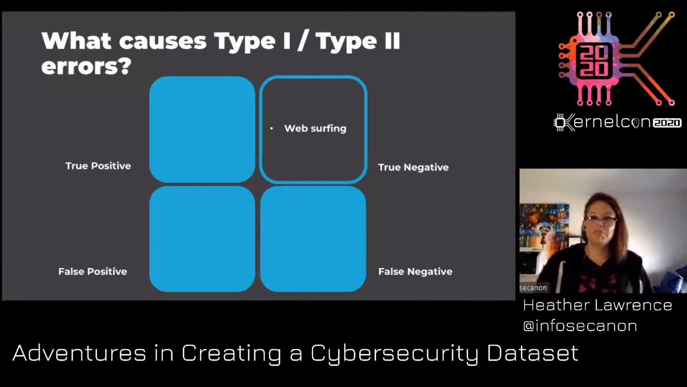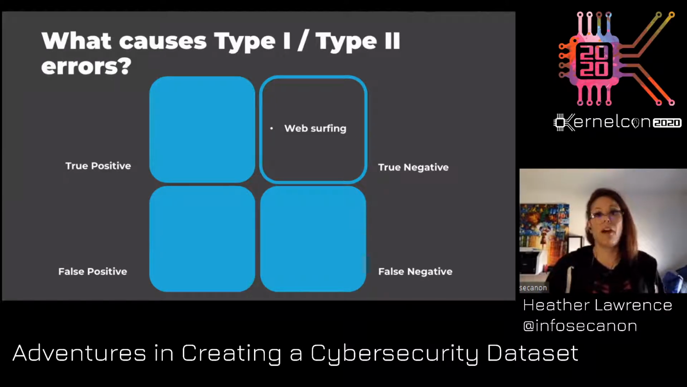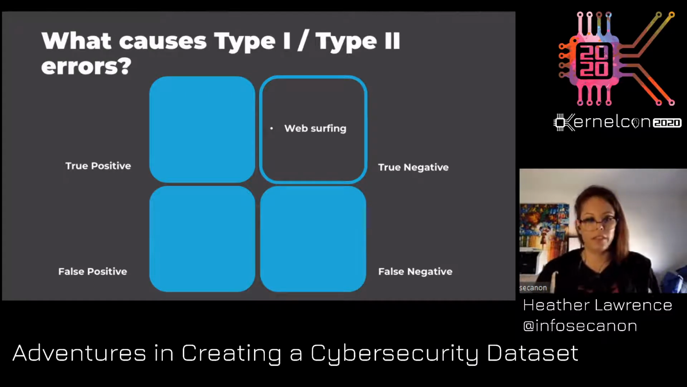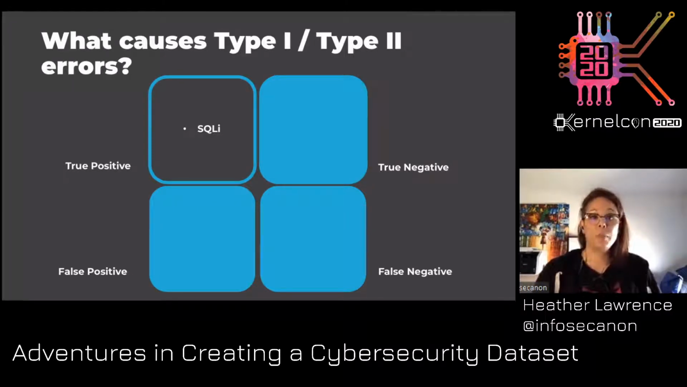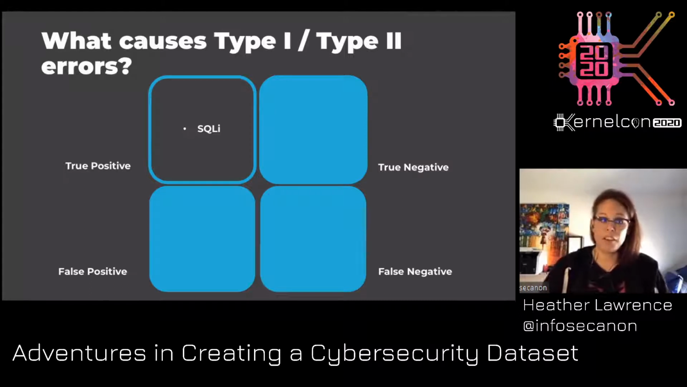So what kind of actions on a network could cause these errors? Web surfing, right? If humans on an endpoint are just doing their job, that's a true negative, that should not be malicious. True positive, SQLi. There are no circumstances where SQLi is anything else except a true positive, right?